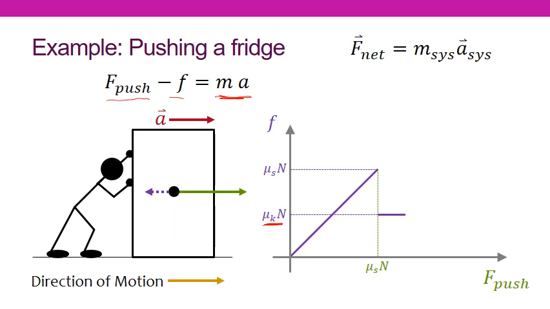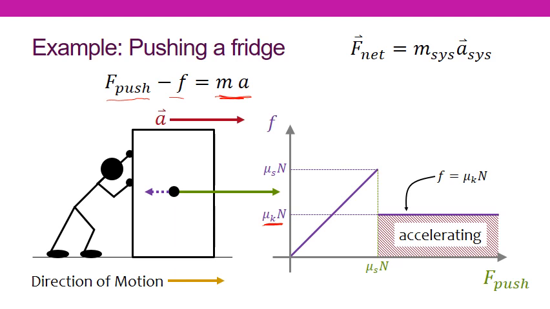And I can continue pushing, and I'll continue to accelerate, but my frictional force never increases. My frictional force will continue to stay this constant value of the coefficient of kinetic friction times the normal force. So anywhere beyond pushing at that coefficient of static friction times the normal force, that maximal value of the static friction, anytime I push harder than that, I will end up accelerating, in the direction of motion in this case.